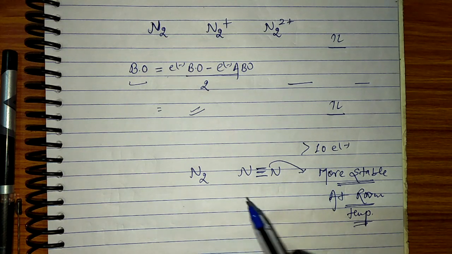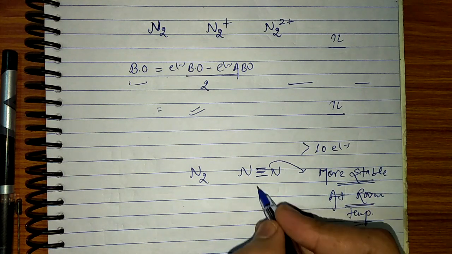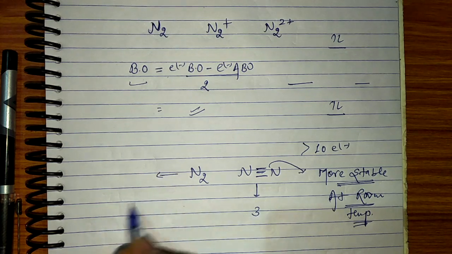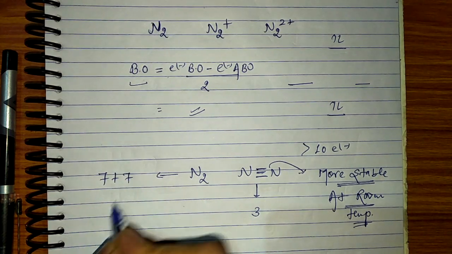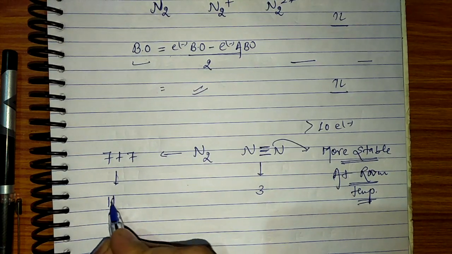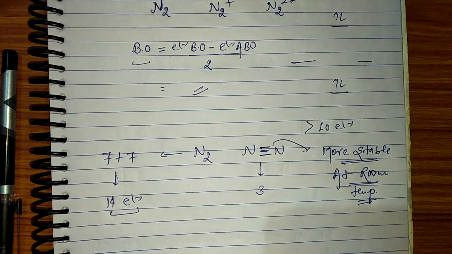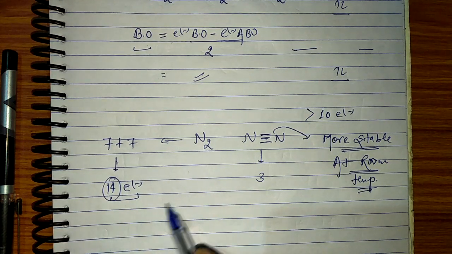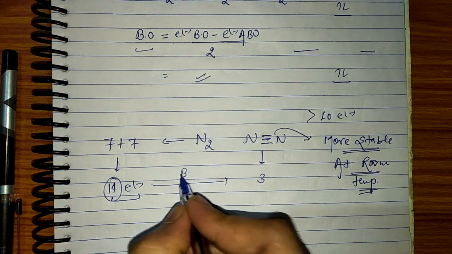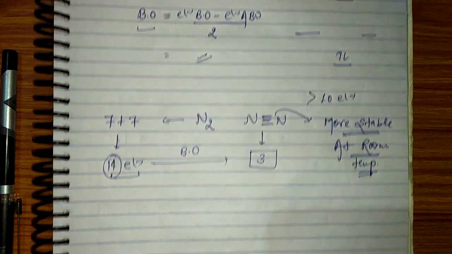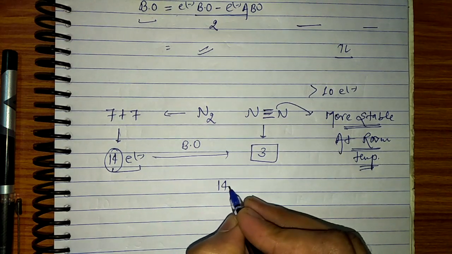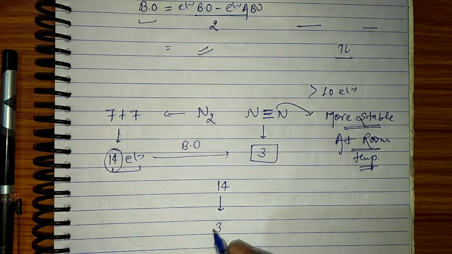So what is bond order? It is the number of bonds between two atoms, so it is 3 over here. You just need to remember that N2 has bond order 3. N2 has 7 plus 7, a total of 14 electrons in it. So you need to remember that if a molecule has 14 electrons in it, its bond order is going to be 3. Now here comes the trick.